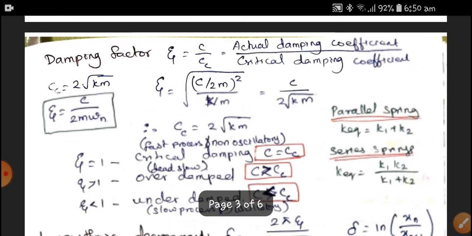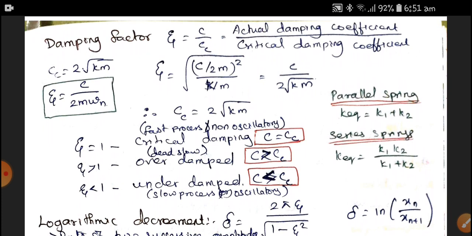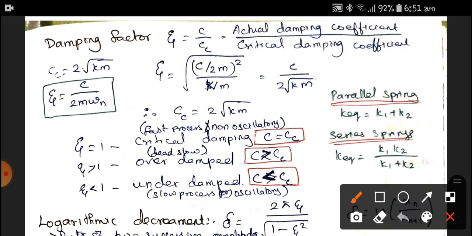Next is the damping factor. When it is a damped vibration, the damping factor comes into the picture, where damping factor eta is equal to C by Cc, which means the damping factor is the ratio of the actual damping coefficient to the critical damping coefficient. The critical damping coefficient is 2 root of k m. So eta is c divided by 2 m omega n. This root of k m we can convert into m into omega n. That is possible.